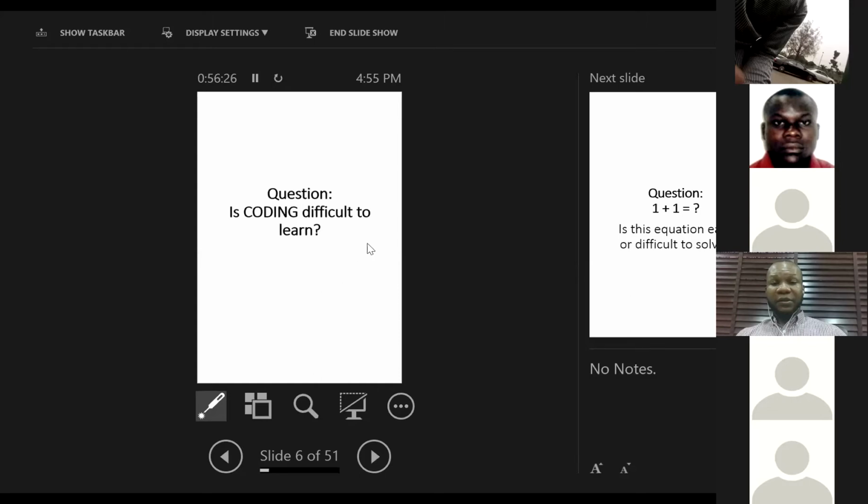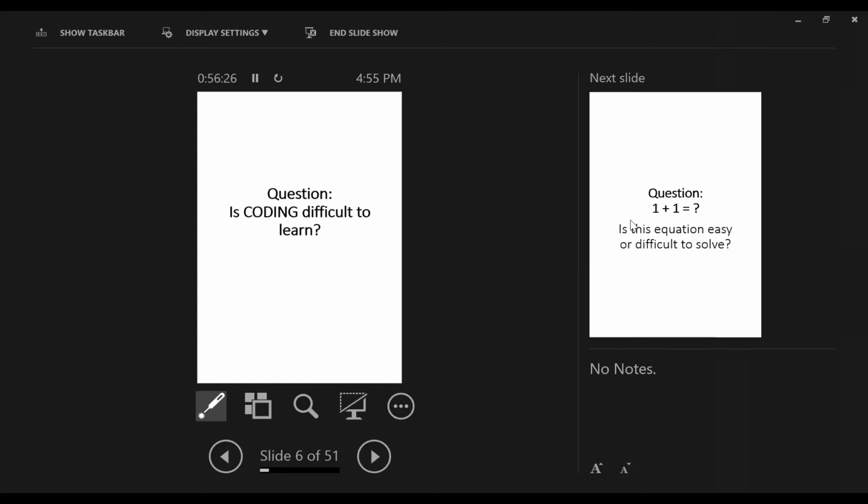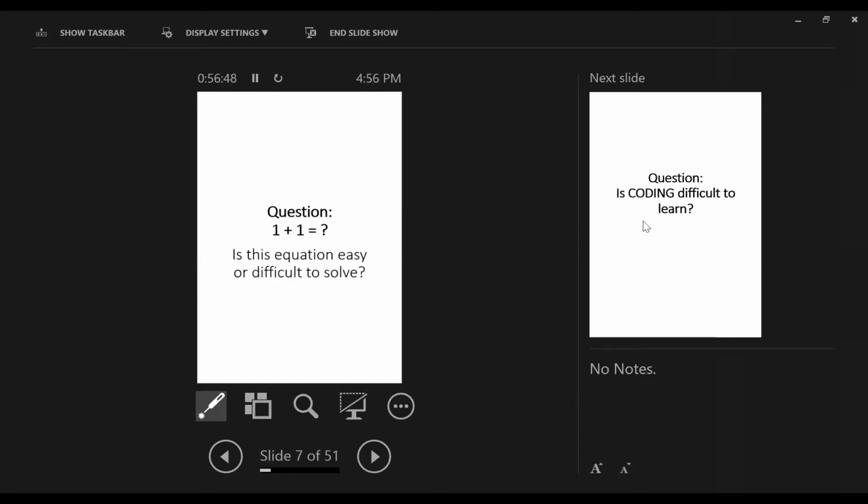But let me go ahead, in case there's someone who still has doubts, because I want to assume most people who didn't answer my question may still doubt that this thing is difficult. Let me ask you all this question: 1 plus 1, is this equation easy or difficult to solve? Not to waste time, I'm very sure most of you will agree with me that this is very easy, right?